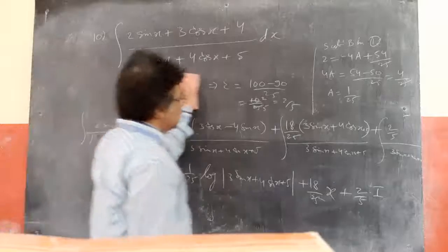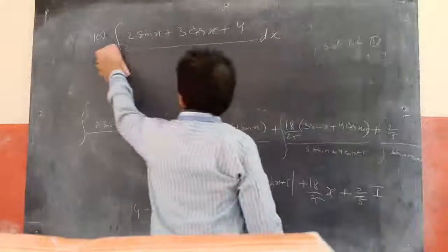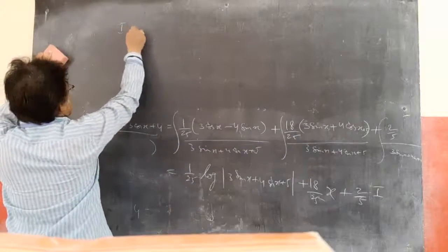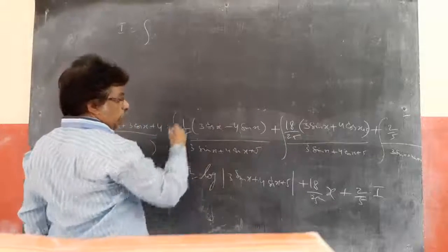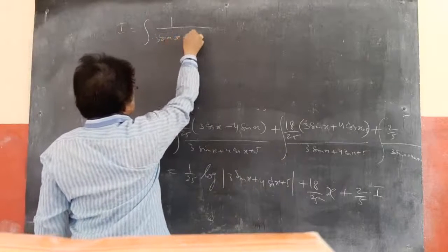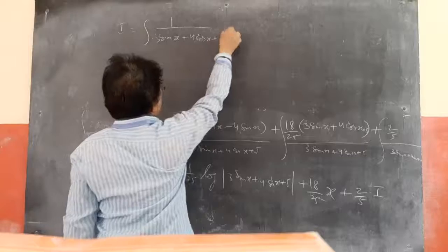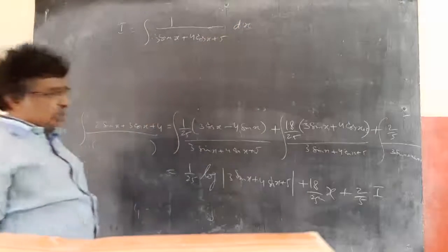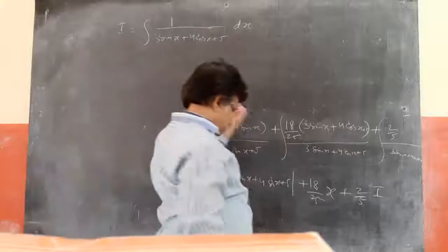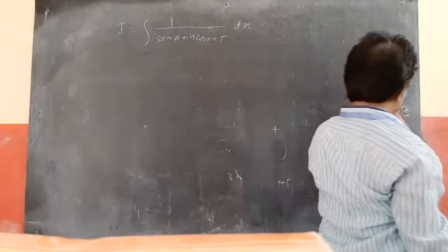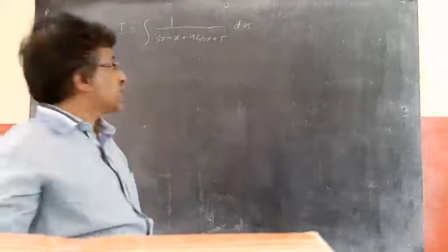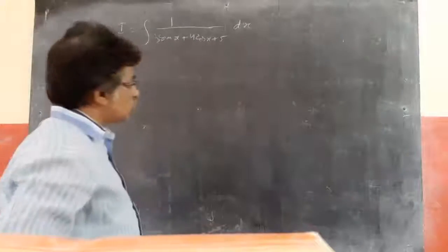What is I now? Now I am going to find I first. So I is equal to the integral of 1 by 3 sin x plus 4 cos x plus 5 dx. So how to find the integration of this? Already we discussed it, you can convert it to tan.